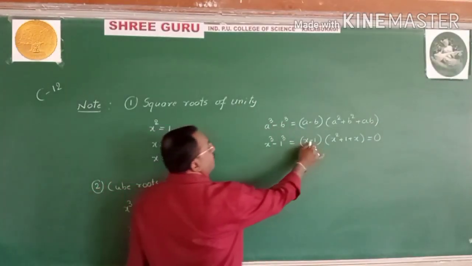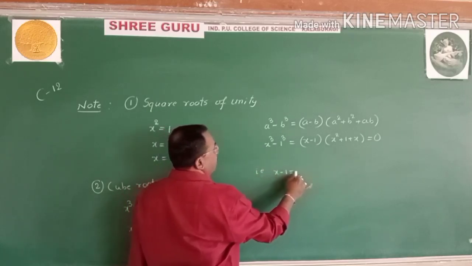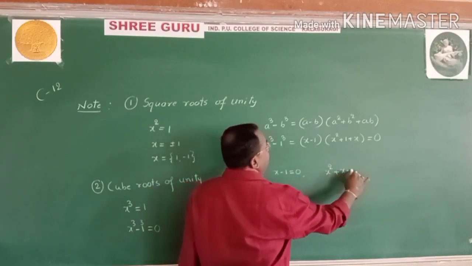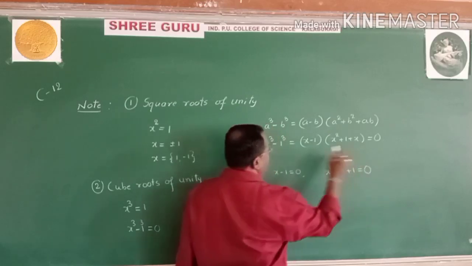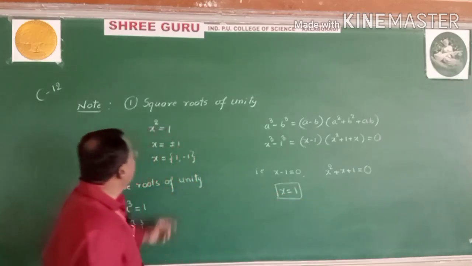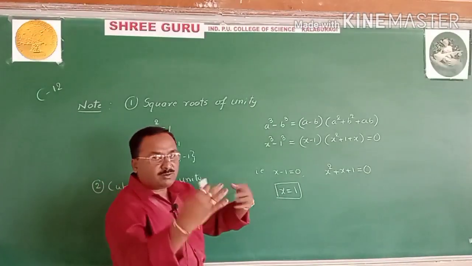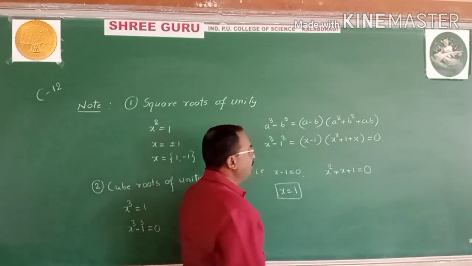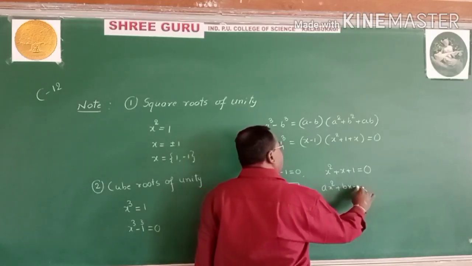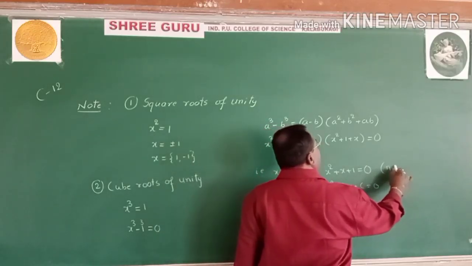Roots. Here roots are separate, that is x minus 1 is equal to 0, one value, and another x square plus x plus 1 is equal to 0. X is equal to 1, one root exists. Degree 2, 2 roots. Degree 3, 3 roots. One root is over. Another root, find out by using the formula ax square plus bx plus c is equal to 0. This is non-factorizable form.